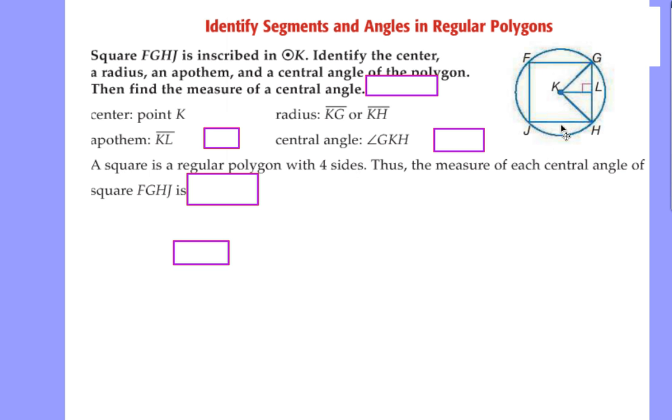So 4 sides is our value of n. So 360 divided by 4 will give us 90 degrees for the central angle of GKH. GKH would then be 90 degrees. So that's going to wrap up this video in just some basic identification. In our next video, we will look at actually utilizing it to find the area of these regular polygons.